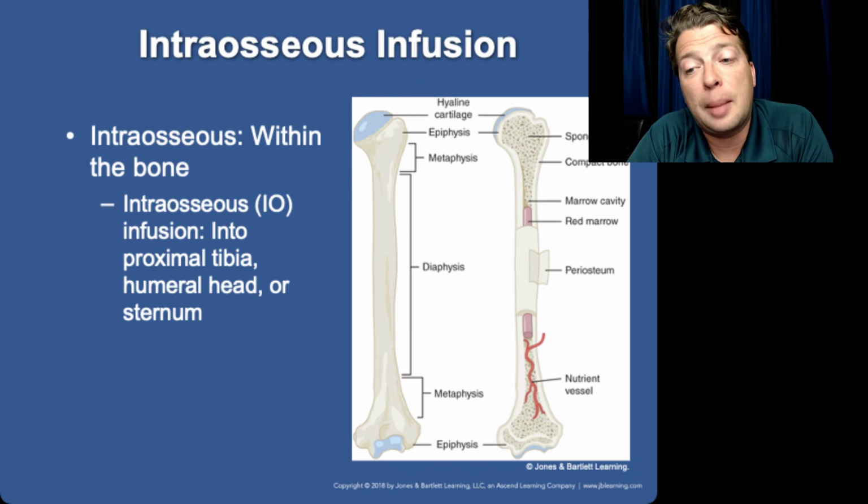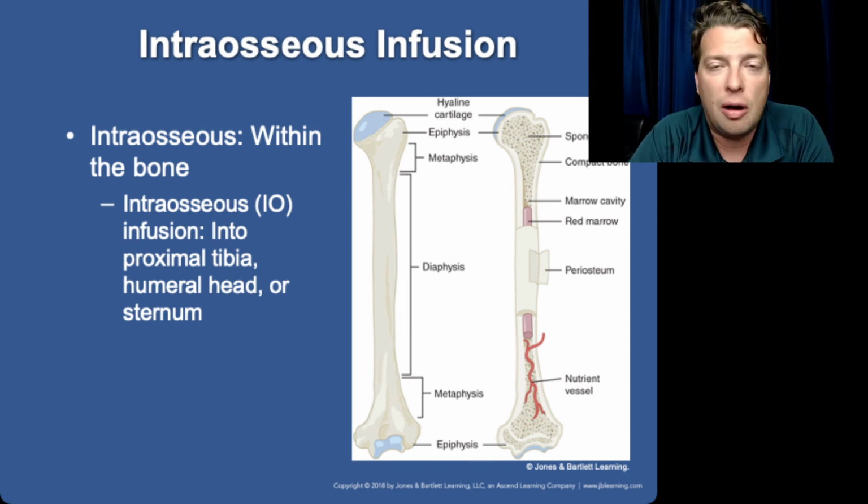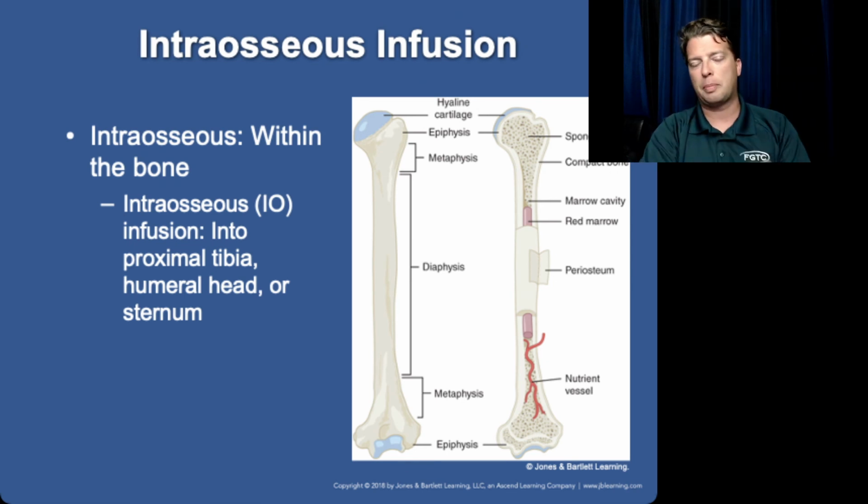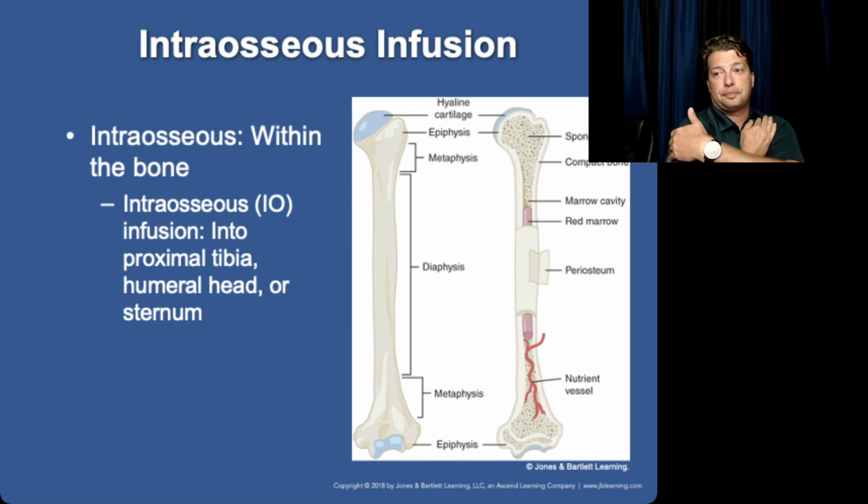The problem, from my perspective, with humeral head IOs is that in a pre-hospital environment, things are very dynamic. Patients are moving, arms get in the way. Like if you've got a cardiac arrest and you're trying to do chest compressions, the arm is supposed to be abducted like this in order to properly locate the area on the shoulder and then start your IO right here.